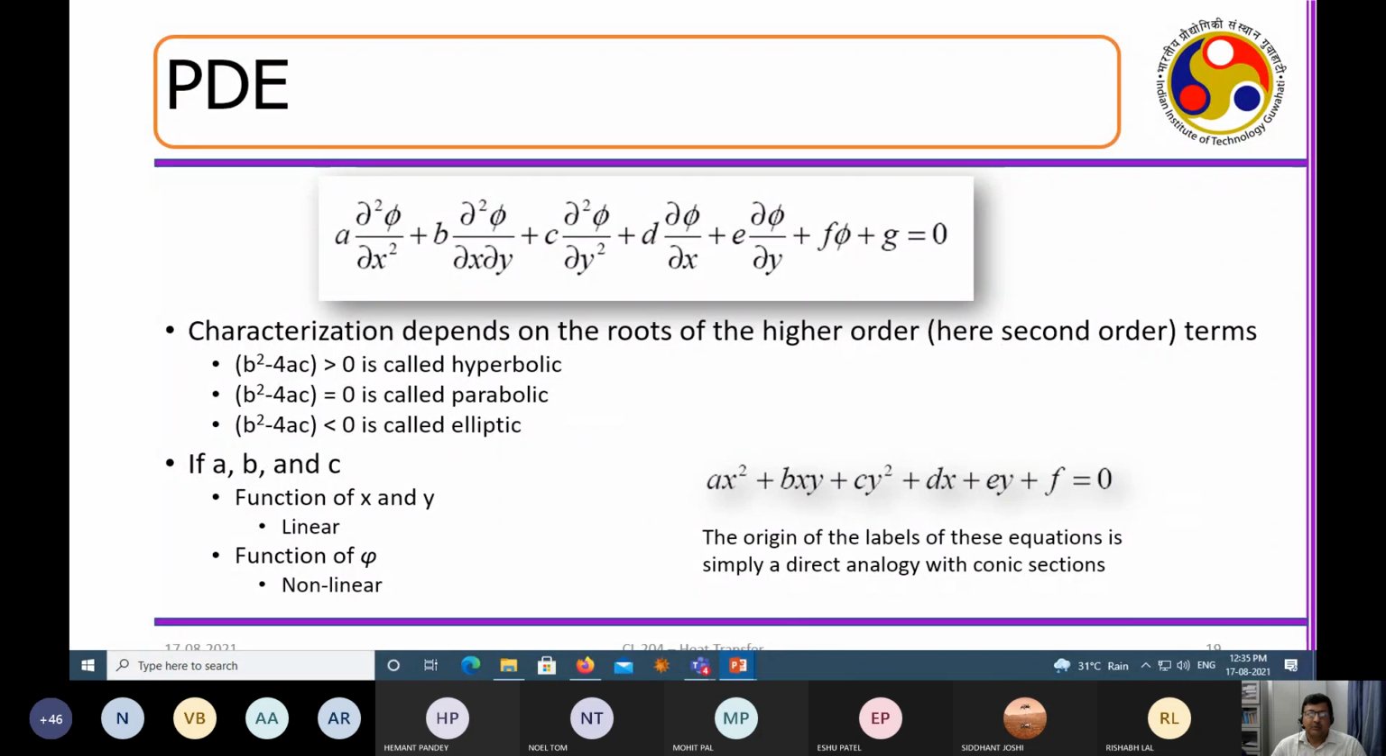What is my b here? How much is b here? 0. 0, right? How much is a? 1. How much is c? 1. So what is b square minus 4ac? -4. So what type of equation is this? Elliptic. It's an elliptic equation, right?